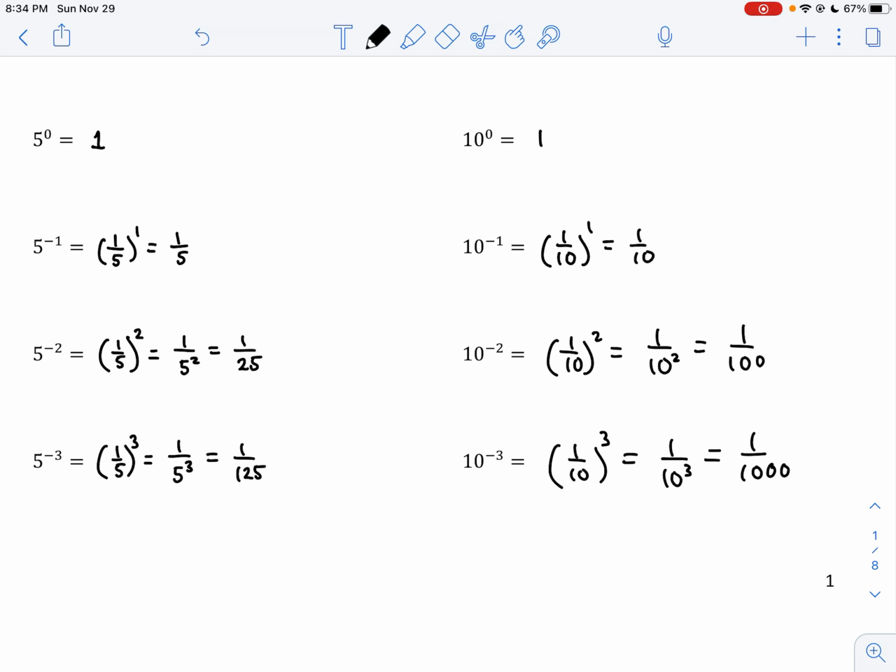And a pattern you notice here is when you're doing negative powers on a base of 10, when you see 10 to the minus 2, it means to do 1 over a power of 10, and the number of zeros you see here matches that power.